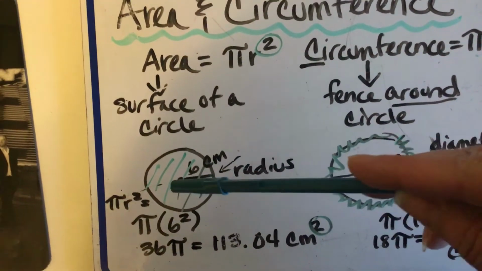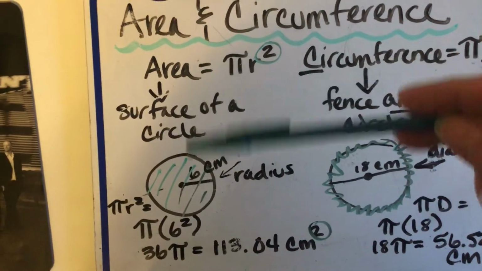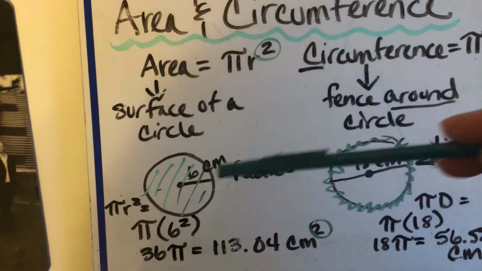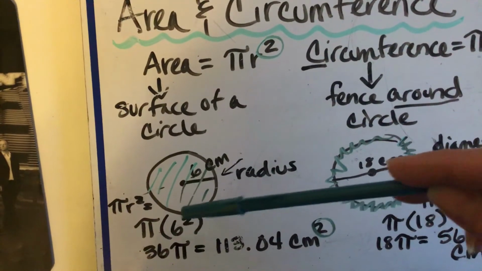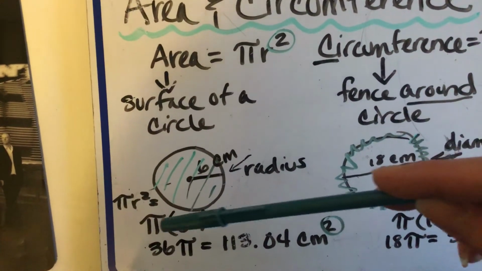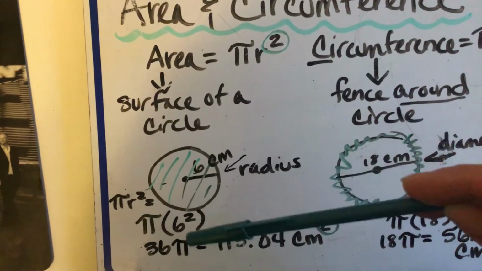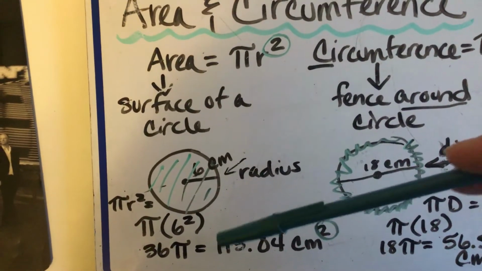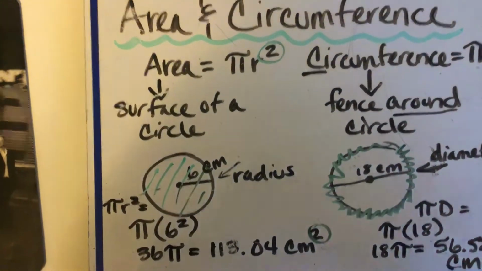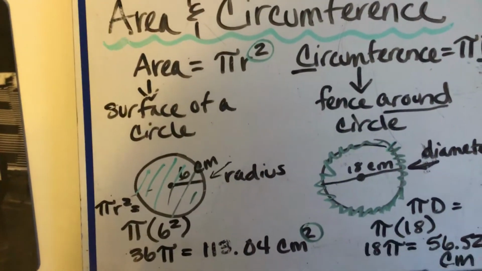So in this case, the radius of our circle is 6. We want to know how much material we need to cover the circle. So we do 6 squared. Remember, order of operations, do exponents first. 6 times 6 is 36. Then put times pi. Multiply it out, replacing pi with 3.14, and we get 113.04 centimeters squared.